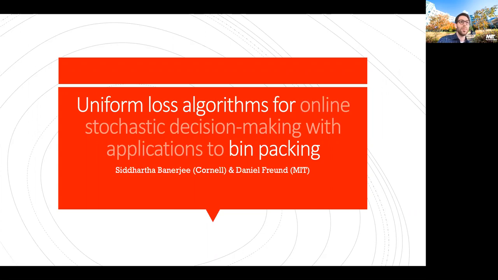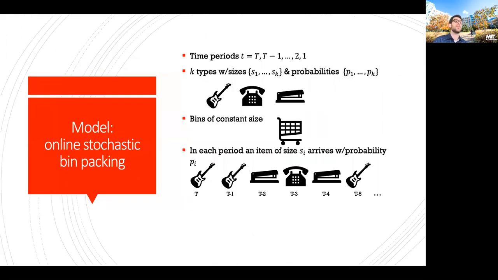In recent years, the Bayes and Profit framework has been introduced for stochastic online decision-making problems, like online knapsack or network revenue management. The focus of this talk is to extend this framework to some new settings. In particular, we will focus on the well-studied online stochastic bin packing problem. Let me start by defining the model of online stochastic bin packing as we will treat it today.